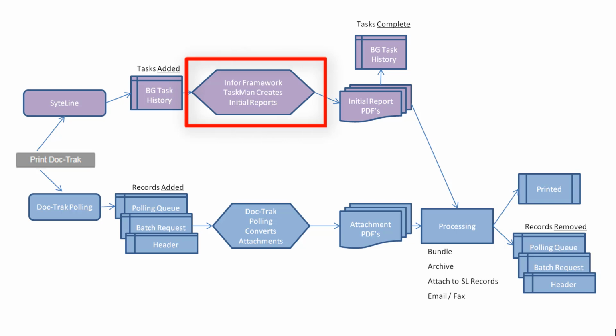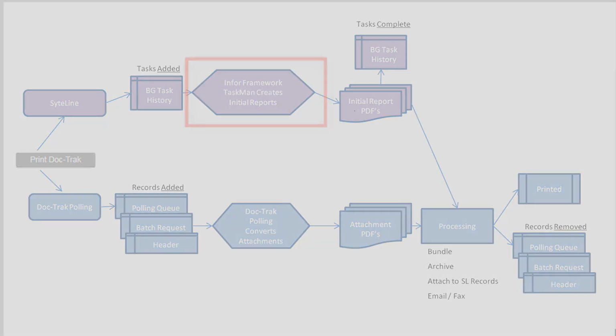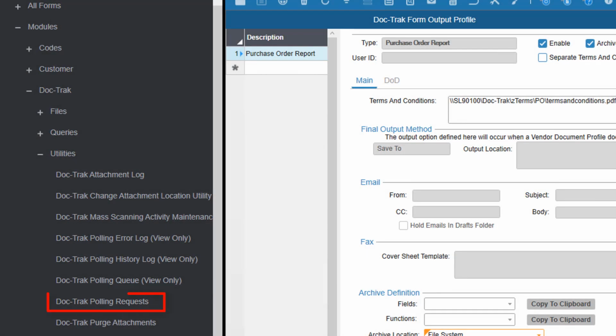Often in this situation, the request will appear to get stuck in the DocTrack polling queue because it's waiting for a Sightline report that will never be generated. That's where the DocTrack polling request utility comes in. You can use it to troubleshoot those kinds of problems. Then, in many cases, you can simply reset the request to make it go through.